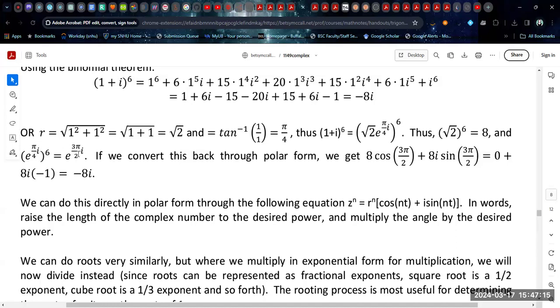3 pi over 2 is the angle pointing downward along the imaginary axis. So e to the 3 pi over 2 i, as you plug it into your trig functions, turns out to just be minus 1i. Sine of 3 pi over 2 is just minus 1. And that has an i on the outside, so you end up with negative 8i. So a lot less work than FOILing out 1 plus i times 1 plus i times 1 plus i times 1 plus i times 1 plus i times 1 plus i.